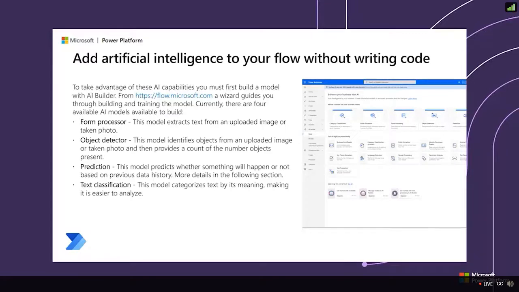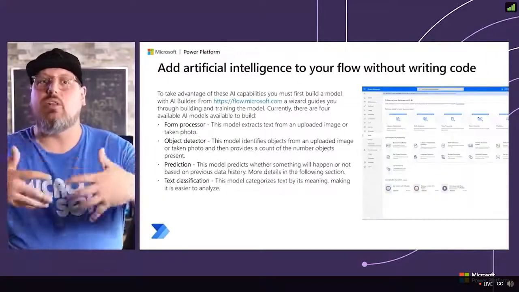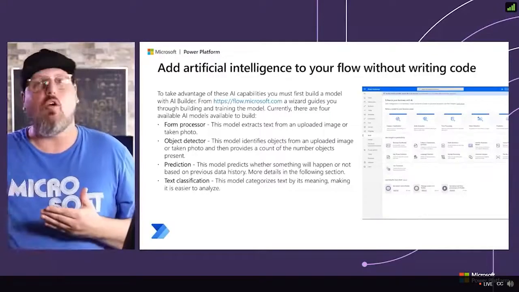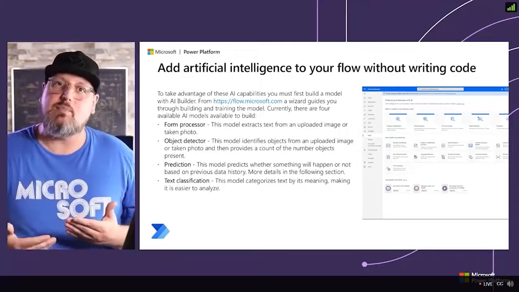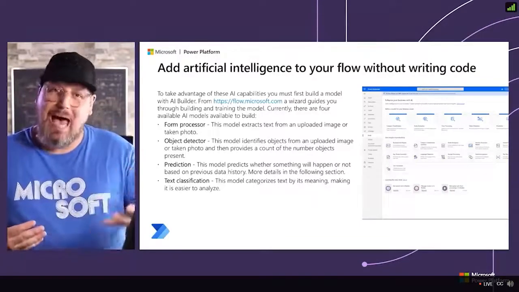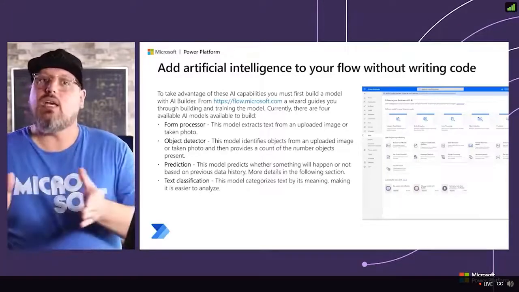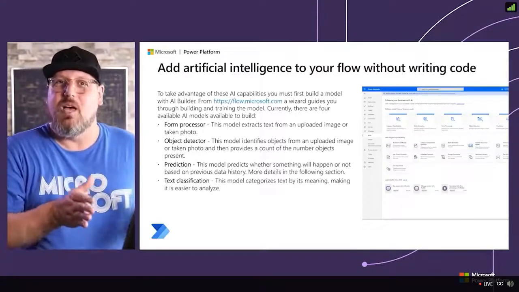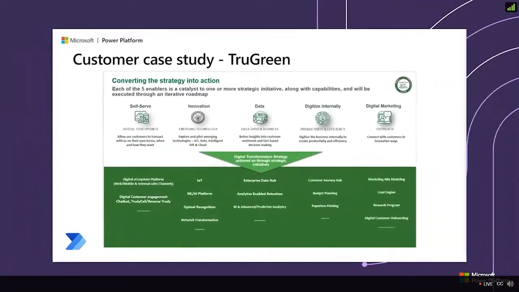These are only 4 of the standard models, but each of those models can be tailored to your needs. You can now do forms processing with expenses or with receipts. You can do validation of passports. So all of those pre-trained models are available to you. And you can also build some custom models to suit your specific needs. Now let's take a look at how TrueGreen was able to automate their customer satisfaction process using Power Virtual Agents and Power Automate.